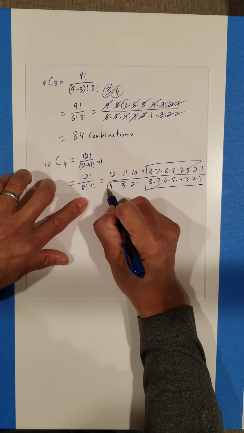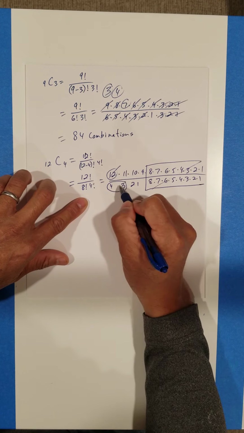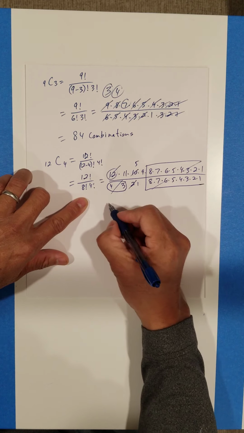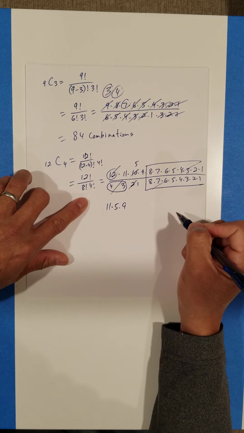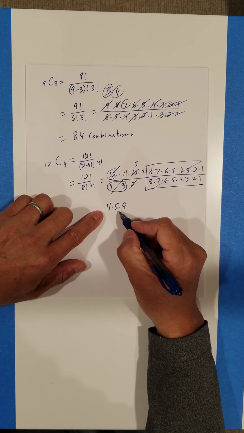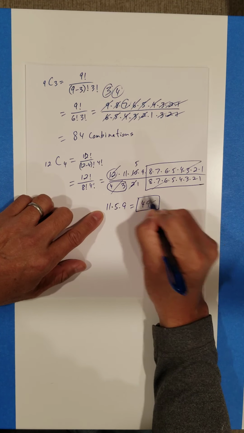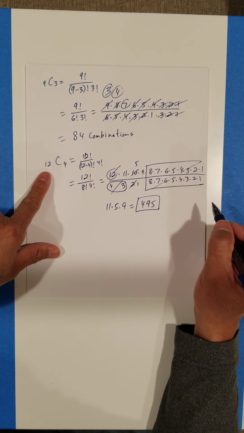And so if you look at this, 3 times 4 is 12, so that goes away right there. 2 goes into 10 5 times. So the only numbers we have remaining are 11, 5, and 9. So 11 times 5 times 9 is going to be 495 different ways that we can have 4 winners out of a race of 12 people.